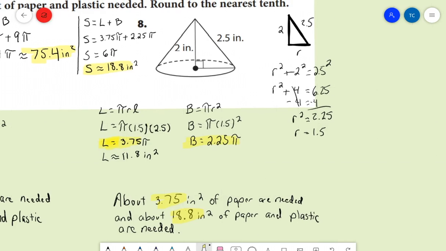This one you had to go through a similar exercise because you had no radius. They didn't give it to you. And when you did the Pythagorean theorem, you should get a radius of 1.5, and then it was all downhill from there. We had 3.75 times pi for the lateral area. That also ended up being about 11.8, and I just noticed I put the decimal value there. It was 11.8 square inches. Okay, fix that one. 11.8 square inches of paper were needed, and 18.8 square inches of paper and plastic were needed. The base was relatively easy to find because all you had to do was square 1.5 and then multiply it by pi.